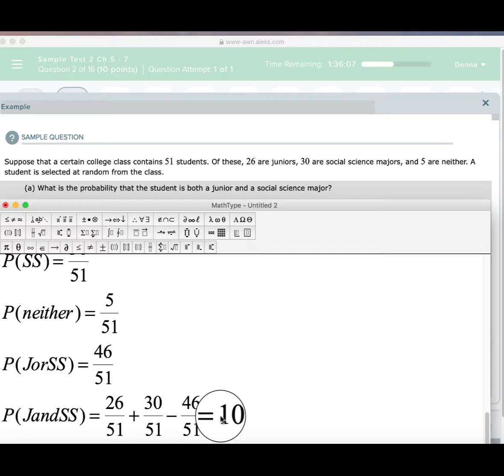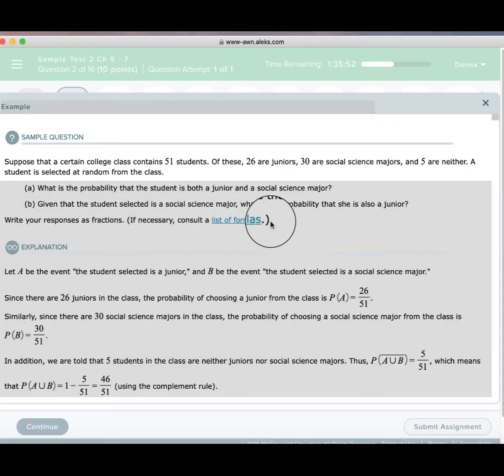So we know that the probability of being a junior and a social science major is 10 out of 51. So that's our first answer, A. And then our second answer asks, given that the student is selected as a social science major, what's the probability that she is also a junior? So here it says given social science.